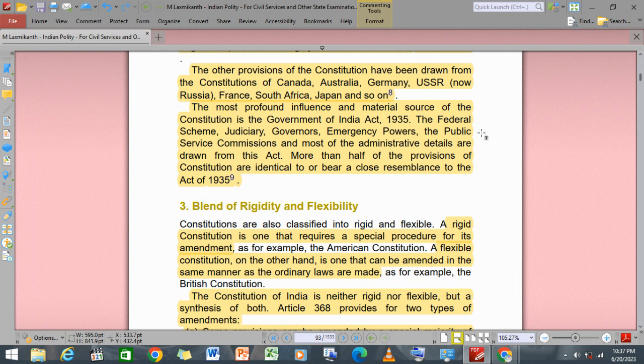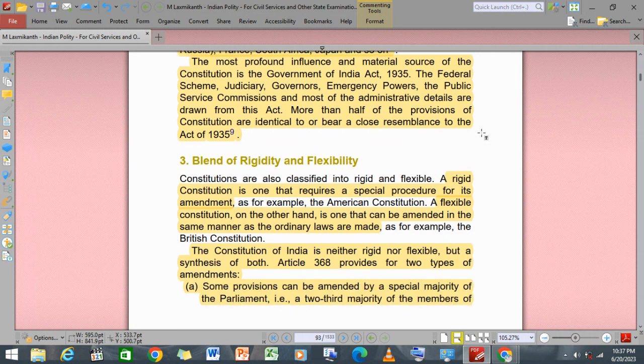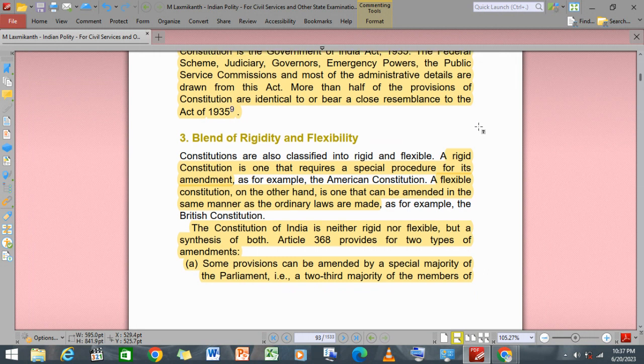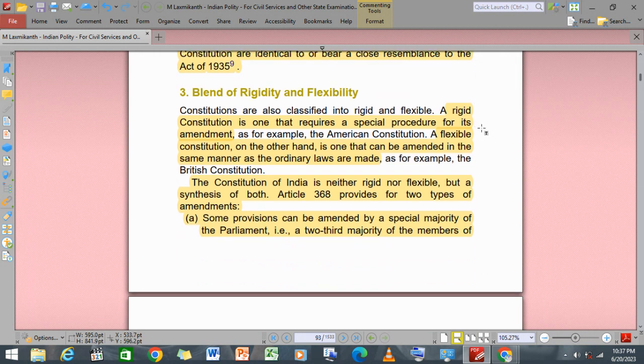The most profound influence and material source of the Constitution is the Government of India Act of 1935: the federal scheme, the judiciary, the emergency powers, and public safety, and everything has been taken from different types of constitutions.